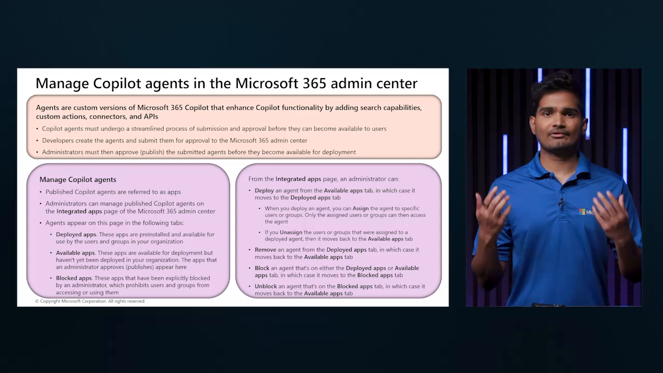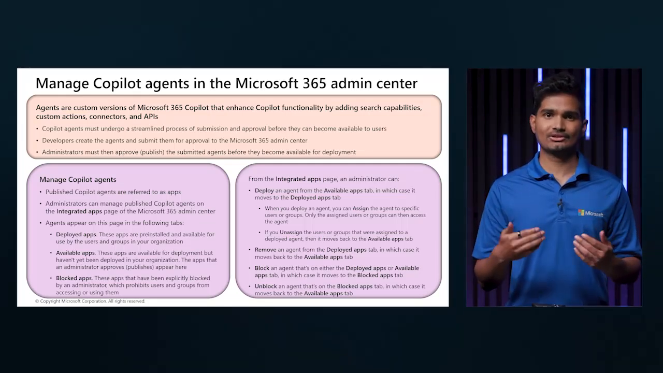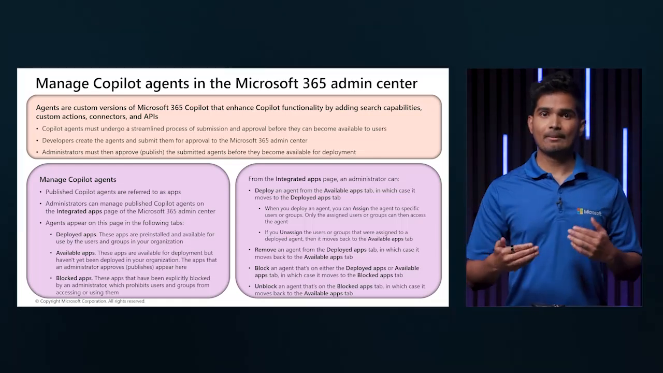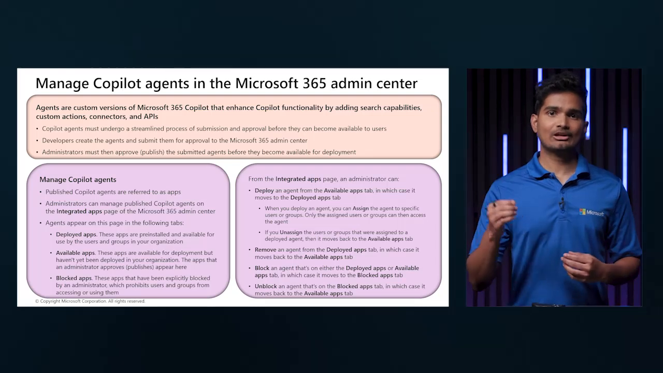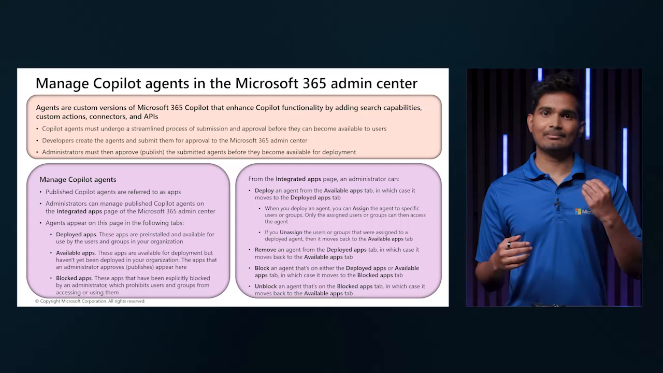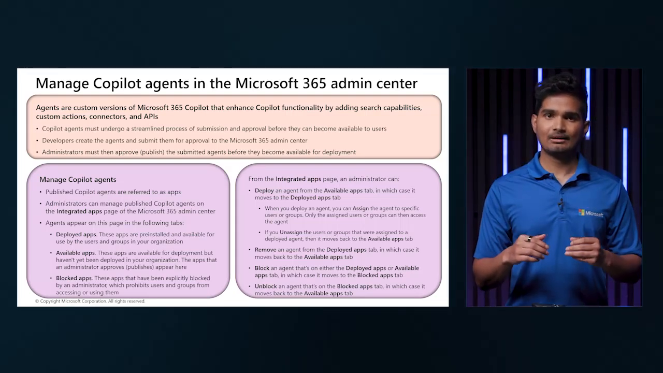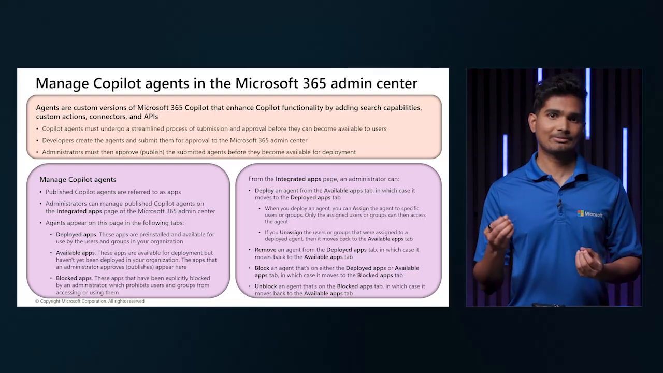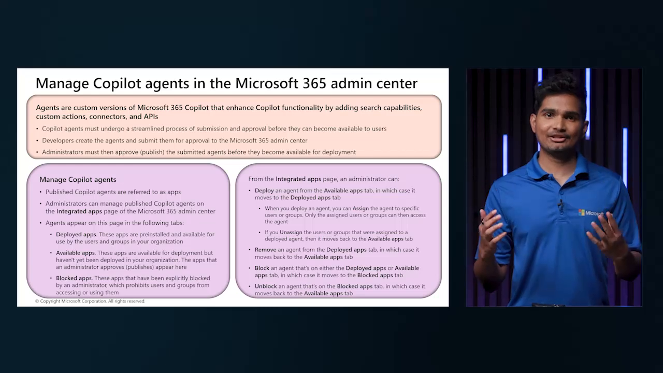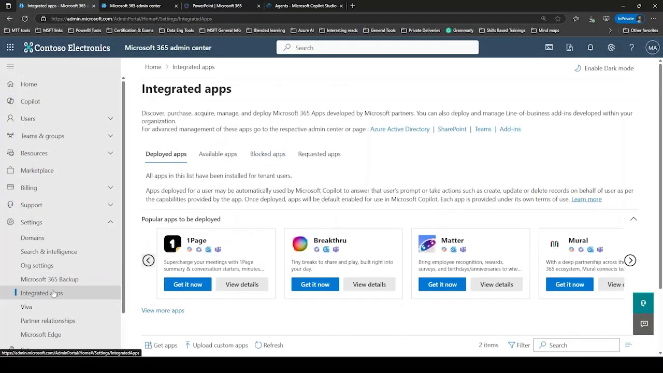Agents are custom versions of MS-365 Copilots and have additional features like custom actions and connectors. Copilot agents must undergo a streamlined process of submission and approval before they can become available to users. Finally, it's published. Published agents are referred to as apps. Published agents/apps can be managed on the integrated apps page of the M365 Admin Center.